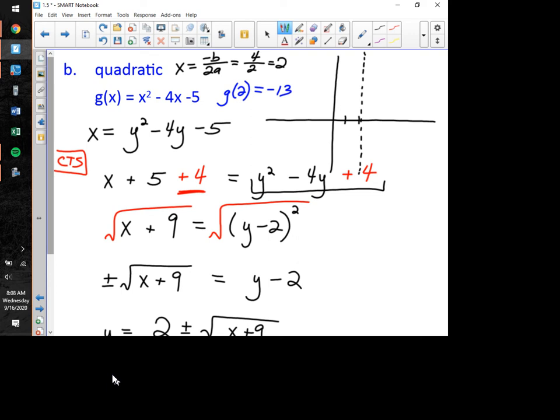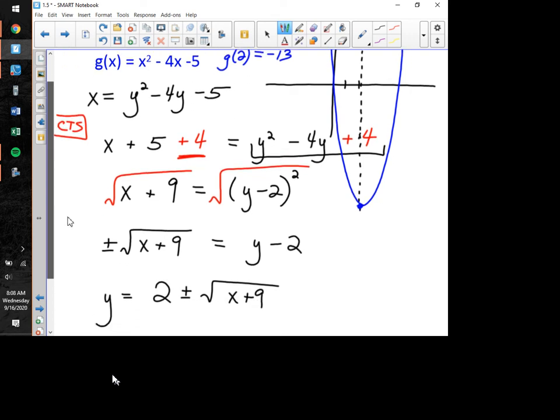So the original graph of G, I don't think I'm going to draw this very accurately, you guys, but I'll eyeball it, is going to have a vertex way, way down at 2, negative 13. So I'm going to guess that it's down here somewhere. This is a parabola that opens up. It's not fat or skinny, just kind of a normal one, and it does something like this. That's probably as accurate as we need to be right now.